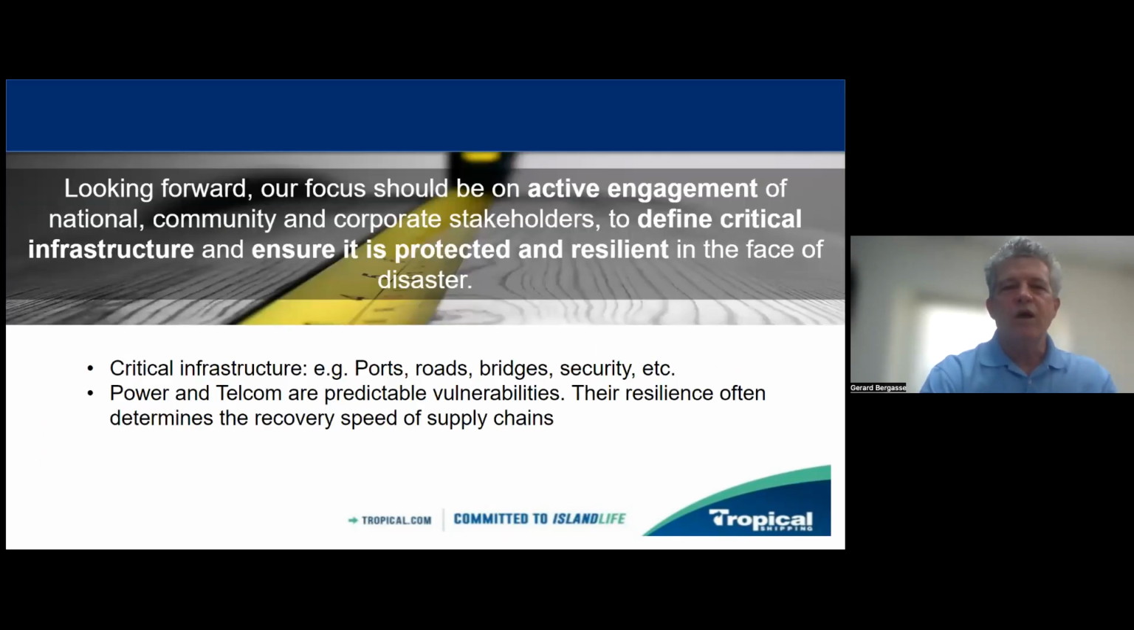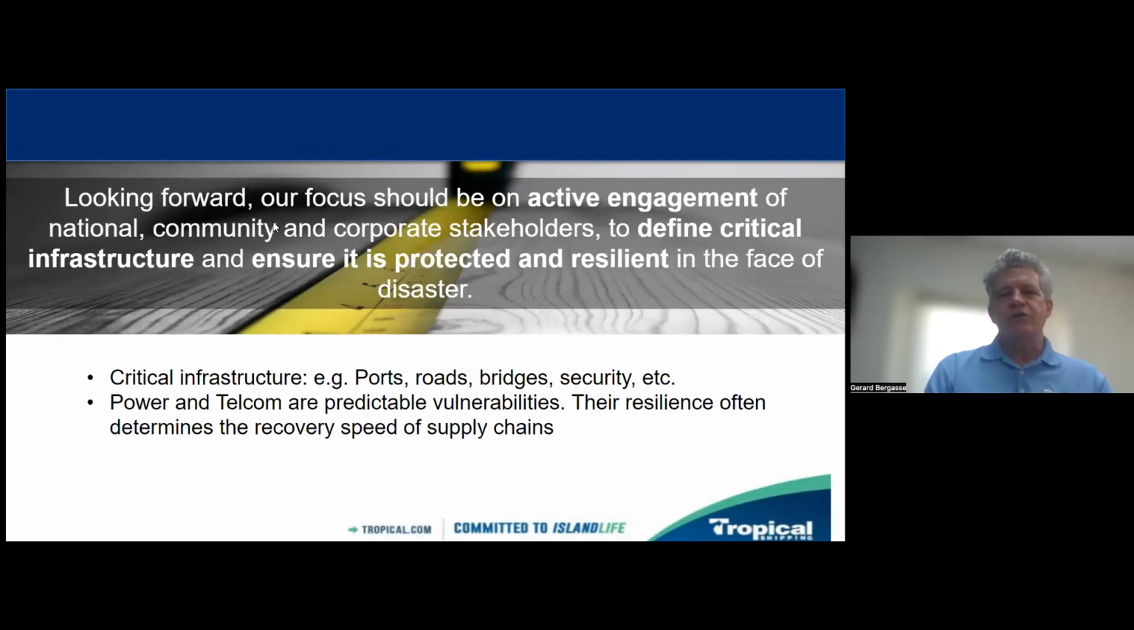So going forward, a focus should be on engagement at the national level, the community level, and the business level with stakeholders in our supply chains. Define the infrastructure that is critical to supply chain resilience. For example, ports, roads, bridges, hospitals, security forces, utilities, et cetera. And ensure that the national emergency plan addresses the needed infrastructure.